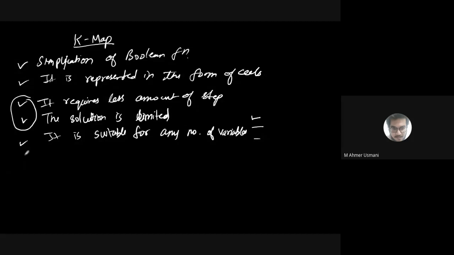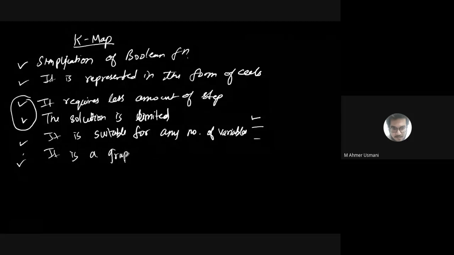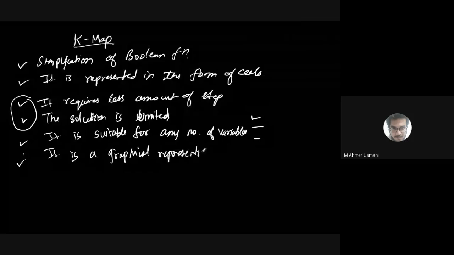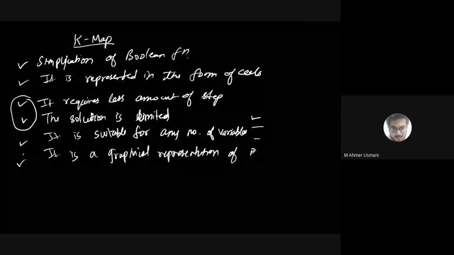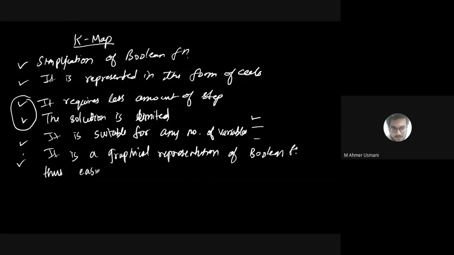Then another feature of K-map, you can say it is a graphical representation. It is a graphical representation of Boolean function. So it is easier to understand.